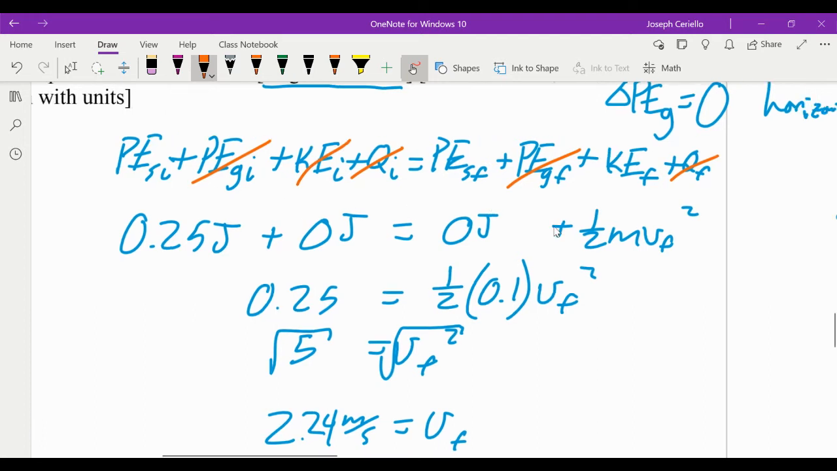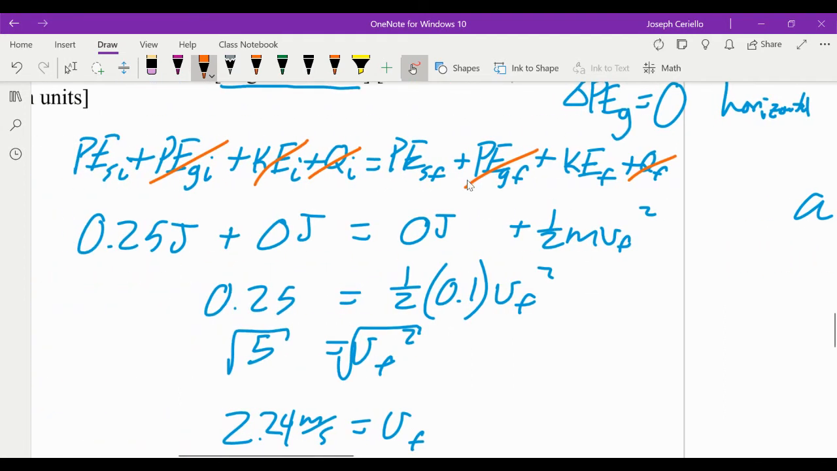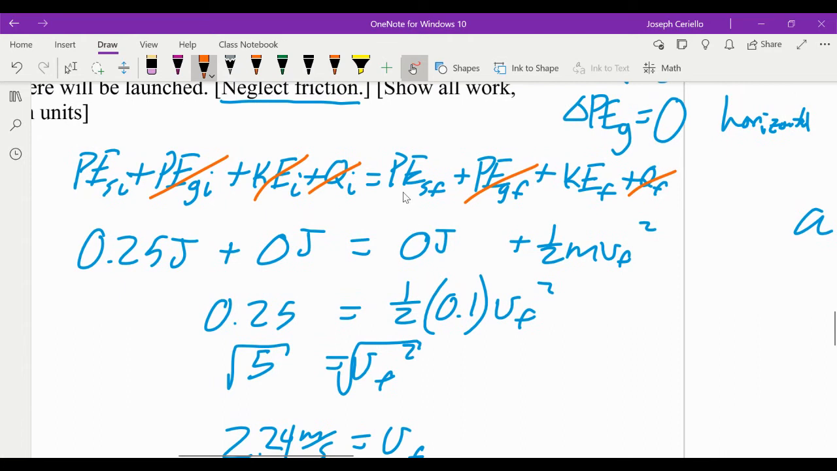So that's fired. Let's go to the final side. Okay. So why is the final spring potential energy 0? Well, because the spring decompressed. So that becomes 0 as well. So all we're left with on the right-hand side is kinetic energy.